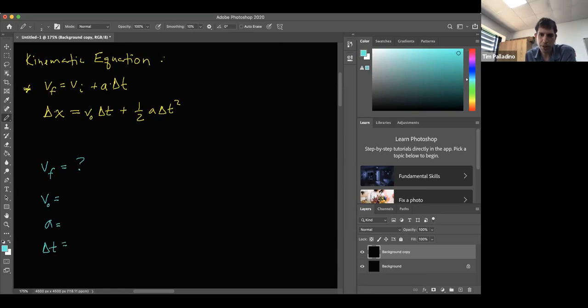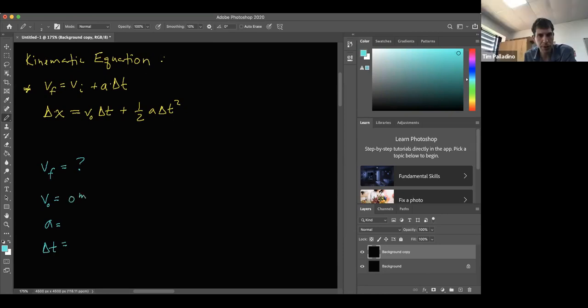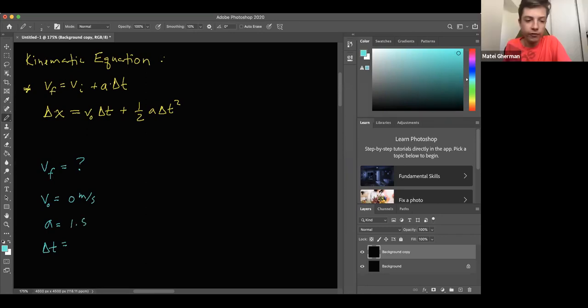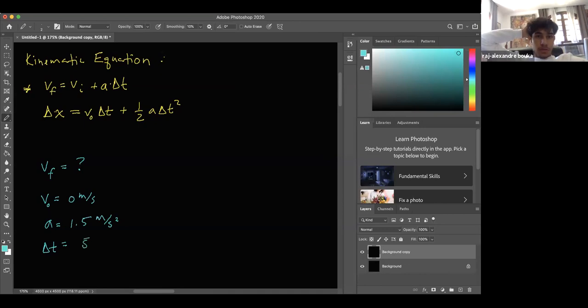So what was the initial velocity? It says acceleration from rest. Was that the initial velocity? Very good, it starts from rest. And what's the acceleration? 1.5 meters per second squared. Very good. And how long is it accelerating for? 5 seconds. Very good.